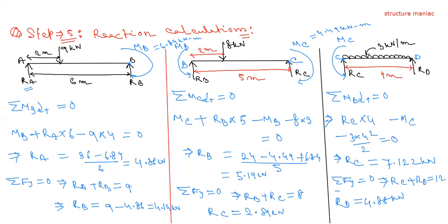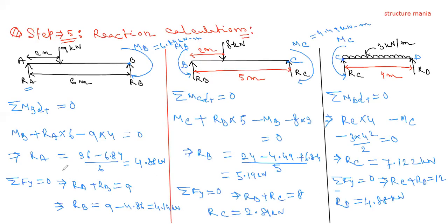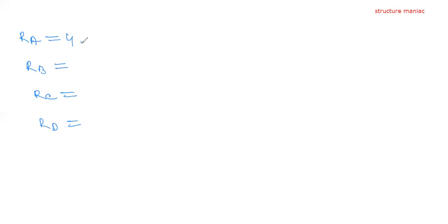So now write down the final values. We need the final values: RA, RB, RC, RD. So what will be the value of RA? 4.86 kilonewton.